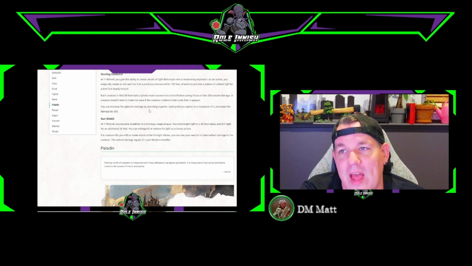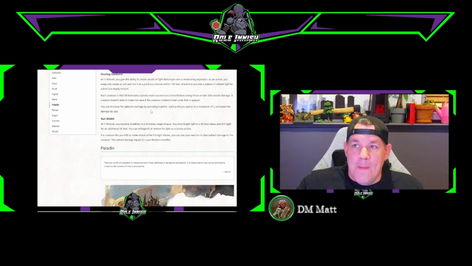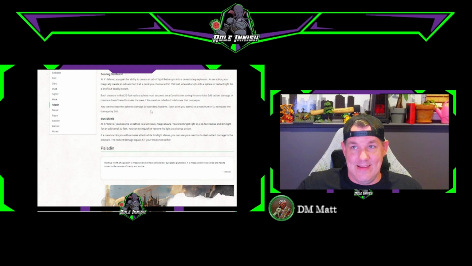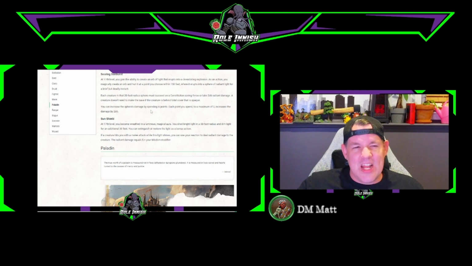You can increase the sphere's damage by spending key points. For each point you spend, up to a max of 3, it increases the damage by 2d6. So 2d6 right off the bat, if I spend 3 key points, I'm getting 6d6 on top of the original 2d6. That's 8d6. And it's radiant damage, which I love, because not a ton of things are resistant or immune to radiant damage. Like, good celestials are, but there's a lot of creatures that don't have that. So you got a good chance of landing that hit and doing some damage.